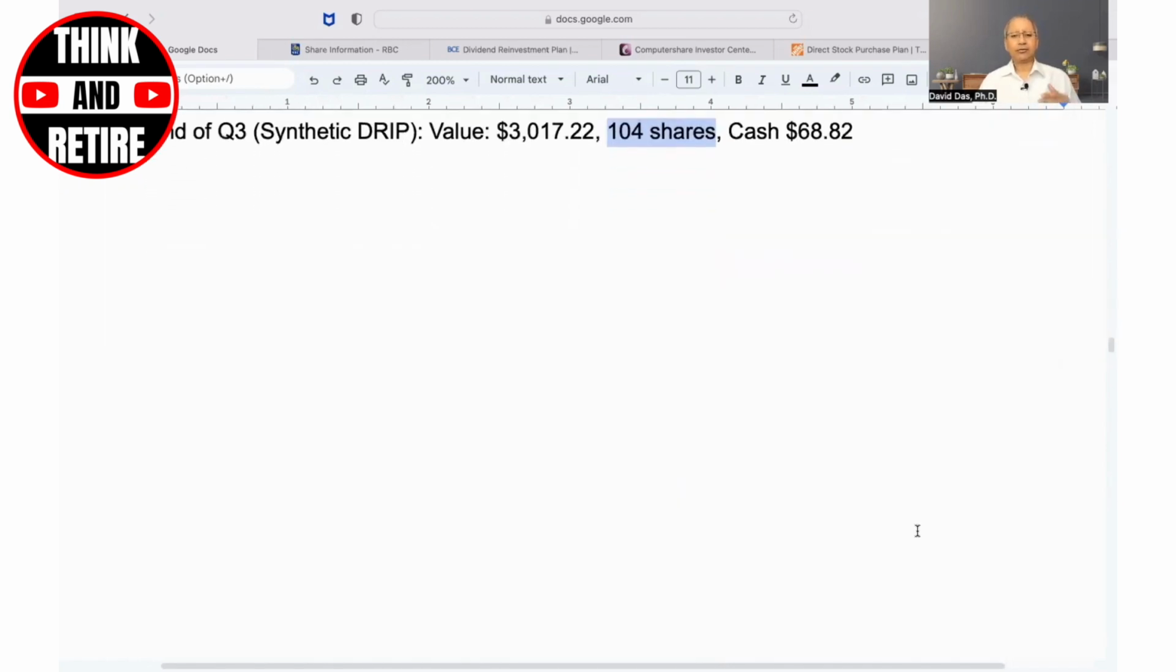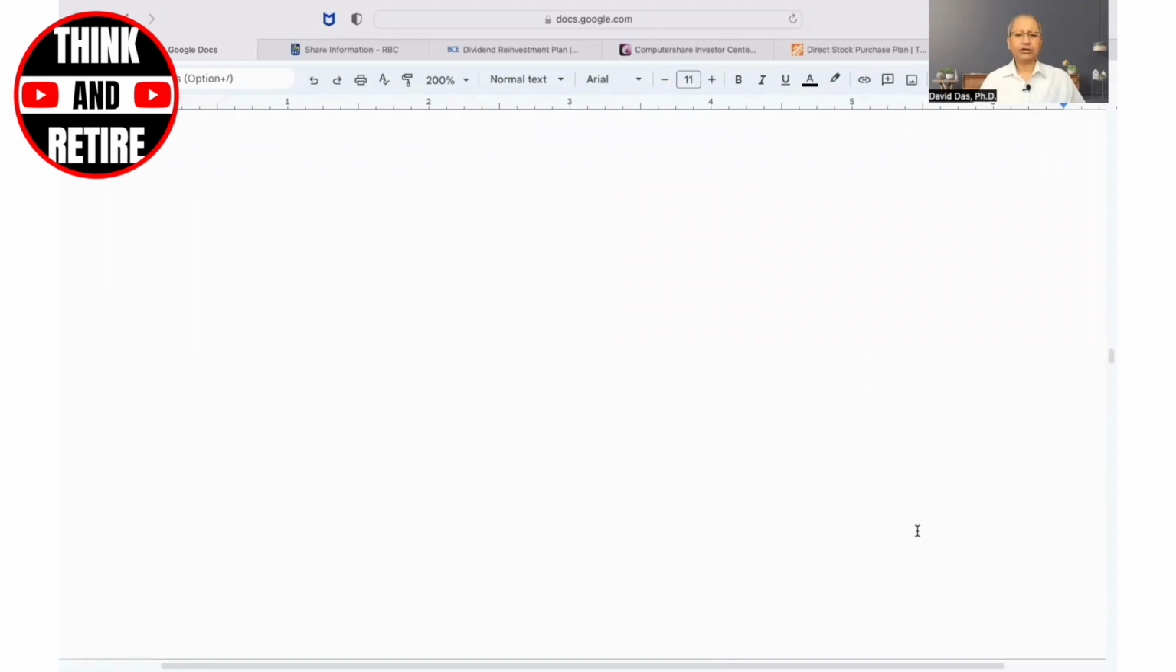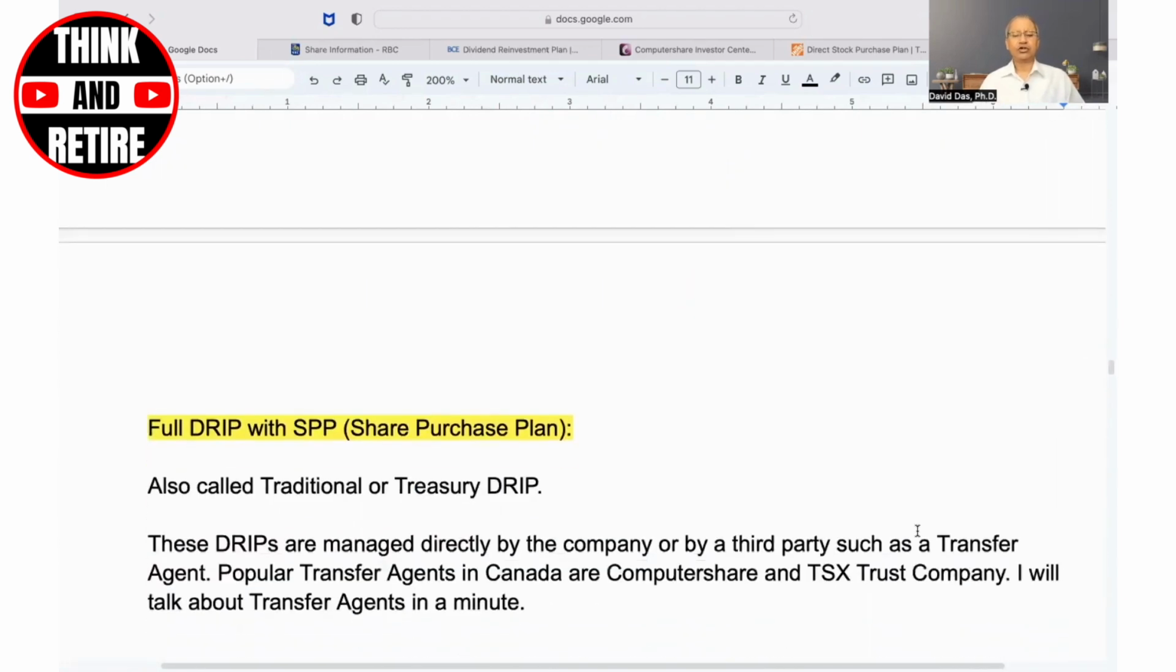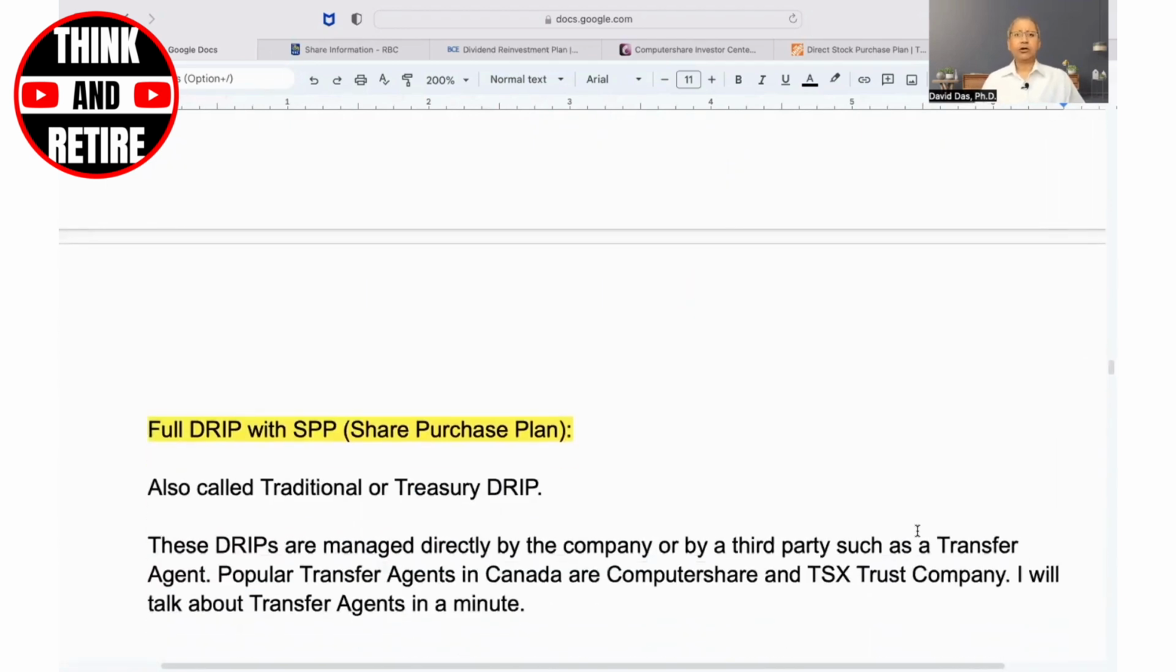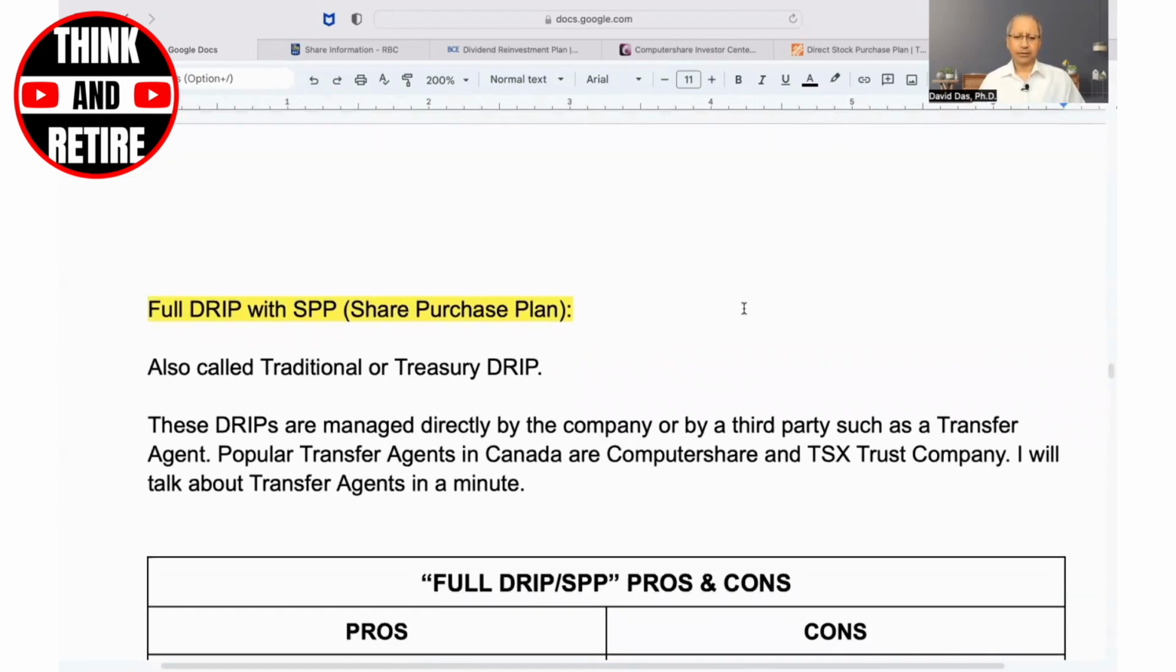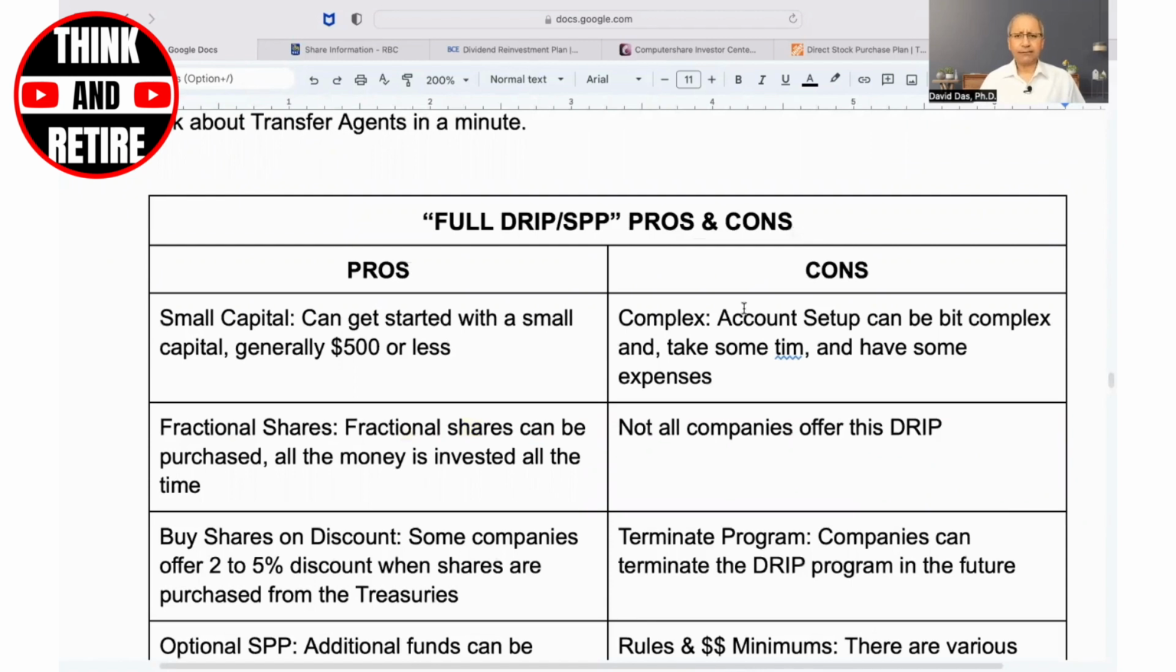Now let's talk about the next type of DRIP, which is the full DRIP with the share purchase plan. This is also called the traditional DRIP or the treasury DRIP. These DRIPs are actually managed directly by the company or by a third party, such as a transfer agent. Popular transfer agents in Canada are the Computershare and the TSX Trust Company, and I will talk about these transfer agents in a minute. Now let's talk about the advantages and disadvantages of full DRIP.